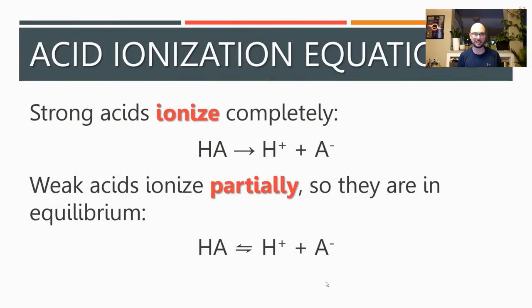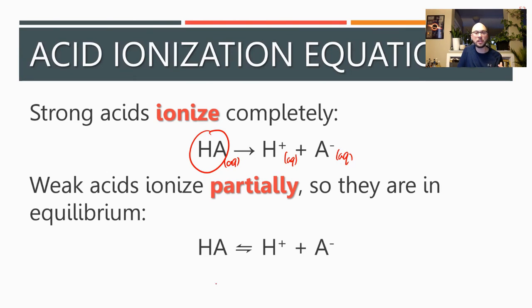Okay, just a couple more slides here. So we're going to write acid ionization equations followed by base ionization equations. Recall that strong acids completely ionize, which means that they transform from HA to H+ and A-. Generally, we see the states aqueous, aqueous, and aqueous. In this class, we're always going to see that.